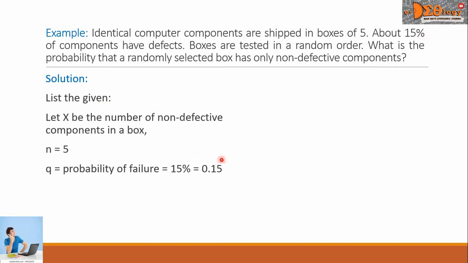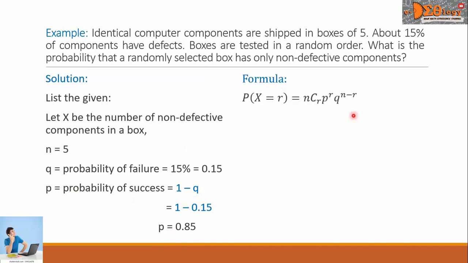0.15. From Q, we can compute for the P, and this P is the probability of success. The formula is 1 minus Q. Substituting the value, we have now 1 minus 0.15, and P equals 0.85. Again, P is the probability of success.